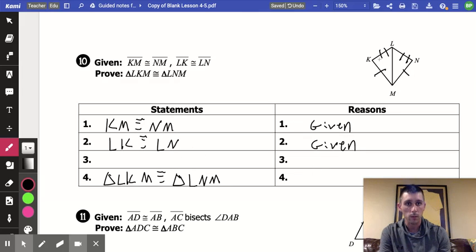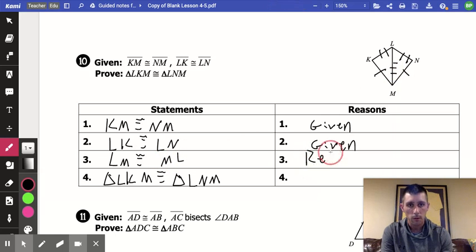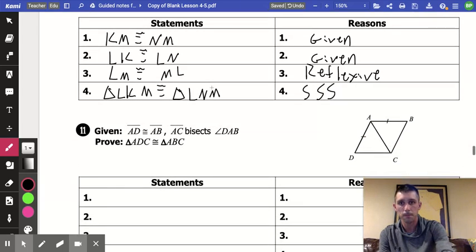All right, so let's talk about what part we are missing. We're missing anything with an angle. Do we really have anything that says K is equal to N? No, but what can we say about the line LM? It can be congruent to what? Itself. ML. What was that property? Reflexive. All right. And so now what is our reasoning? Side, side, side. SSS. All right.